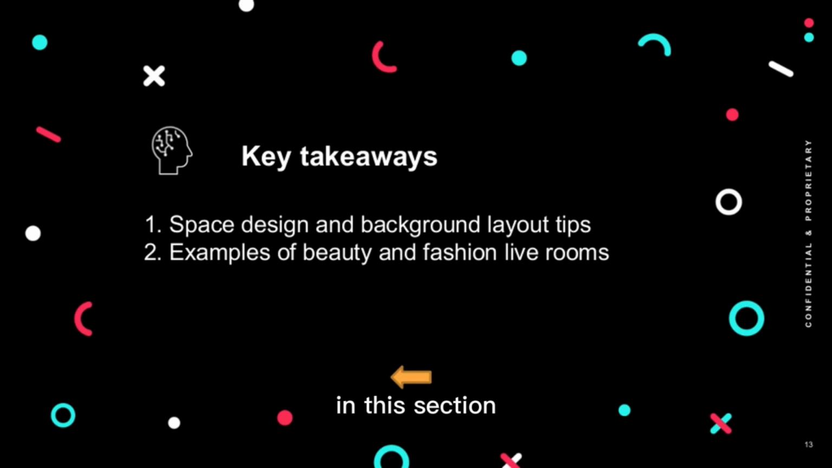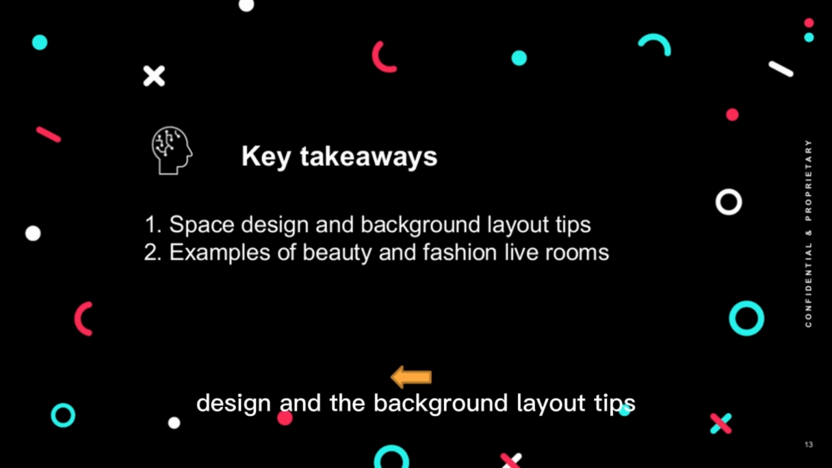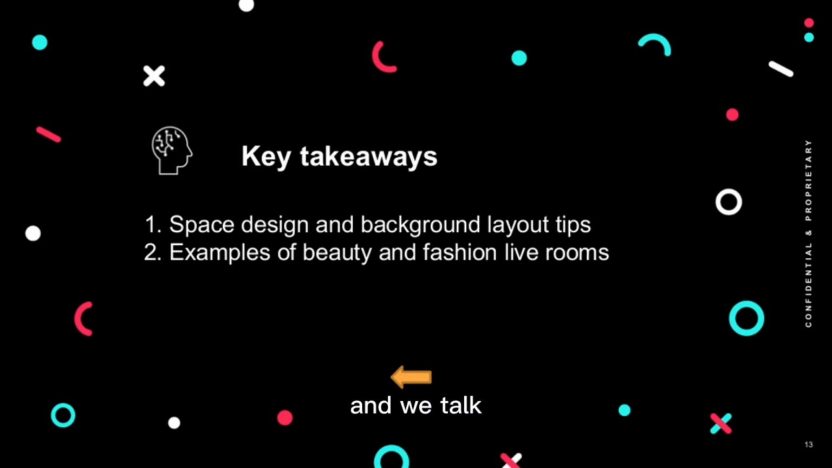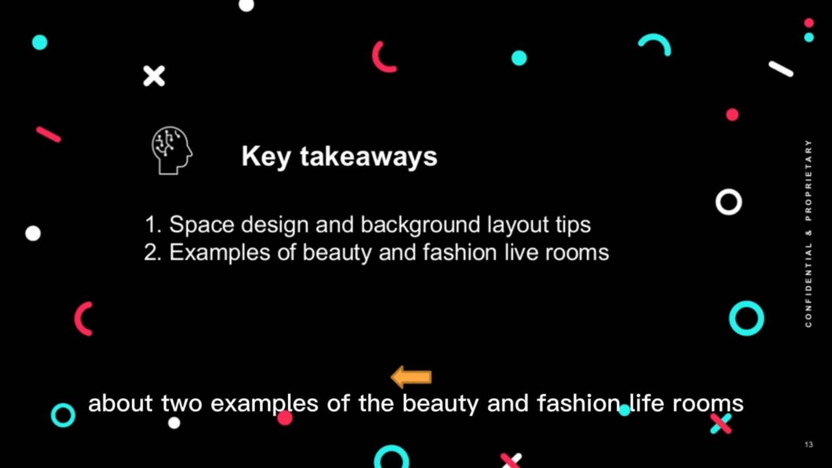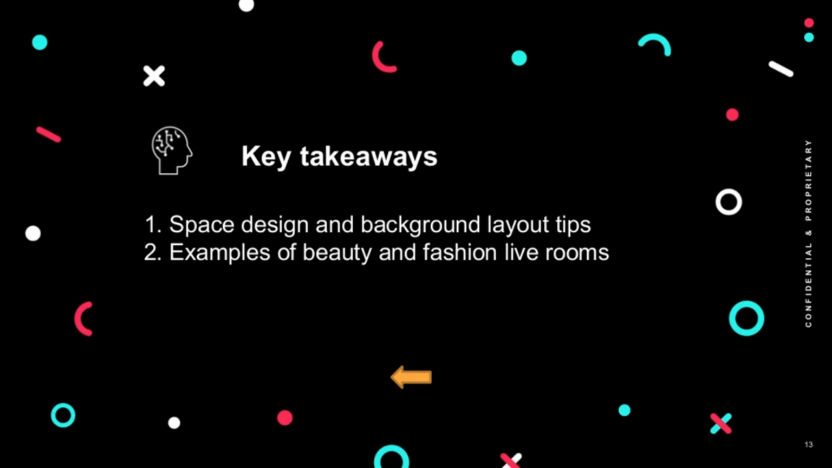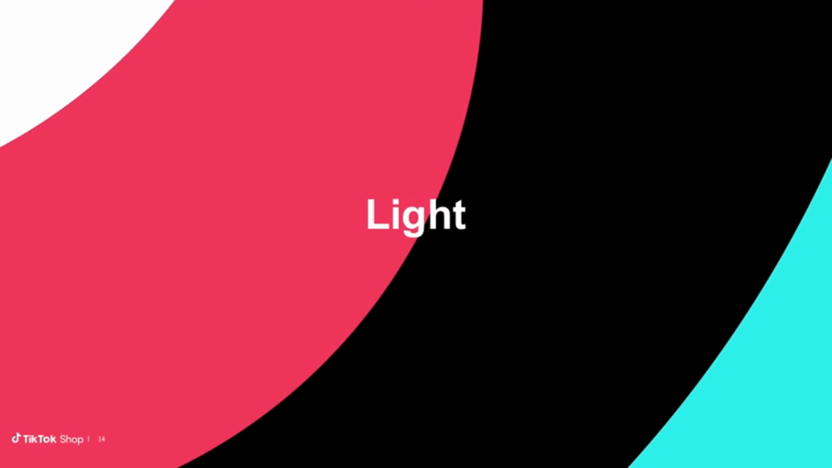Okay, so in this section, we mainly talk about the space design and the background layout tips. And we talk about 2 examples of the beauty and fashion live rooms. Okay, then move on to our second section. It's about the lighting.